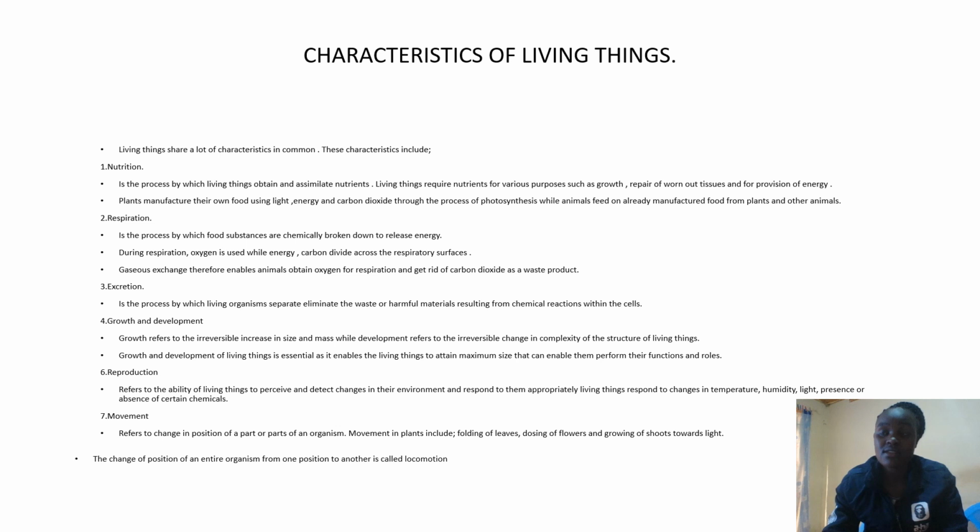For example, once you consume meals rich in vitamins, they can help in the growth of the body, and also vitamins help in preventing certain diseases in the body. They fight diseases in the body. Then plants manufacture their own food using light energy and carbon dioxide. They only use simple products such as light, whereby light is essential in the process of photosynthesis, and it enables the plant to manufacture food, while animals feed on already manufactured food from the plants and other animals.